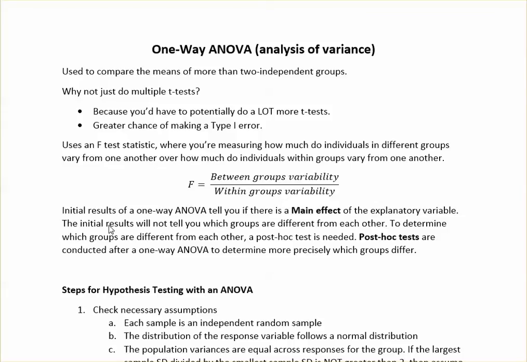The initial results of a one-way ANOVA will tell you if there is a main effect of the explanatory variable. The initial results will not tell you which groups are different from each other. So all you'll know is that something is going on, but you won't know what's going on. To determine which groups are actually different, you would do a post hoc test. A post hoc test is conducted after a one-way ANOVA, if there is a main effect, to determine more precisely which groups differ within the ANOVA.